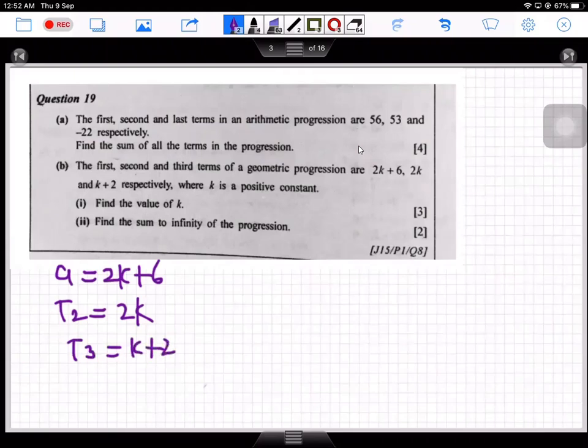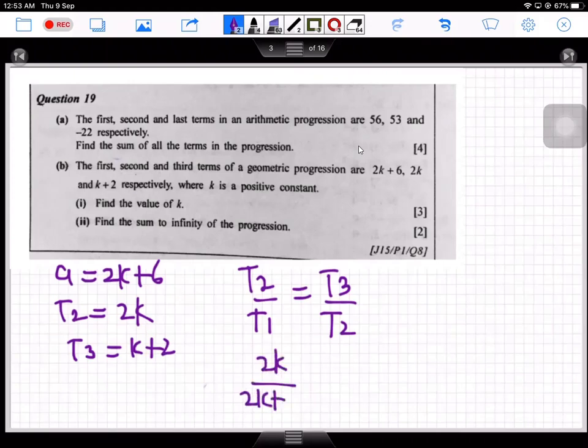And since this is a geometric progression, here we have to deal with the common ratio. Since you know the fact that the common ratio is equal to term 2 upon term 1, which is also equal to term 3 upon term 2, we can form an equation in terms of k using this formula. So term 2 upon term 1 is 2k upon 2k plus 6, and this will be equal to k plus 2 upon 2k. Now you can do the cross multiplication over here.